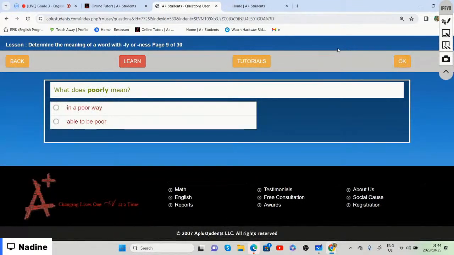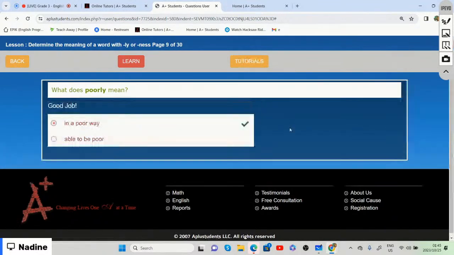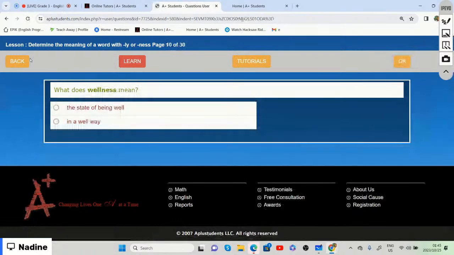And then the last one. What does poorly mean? Is it in a poor way or able to be poor? All right, so basically, poorly is in a poor way. And that is correct. So well done.